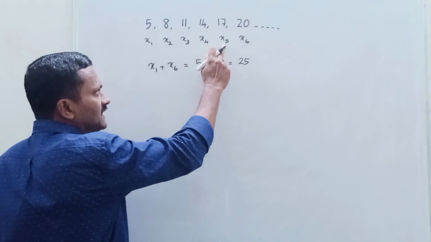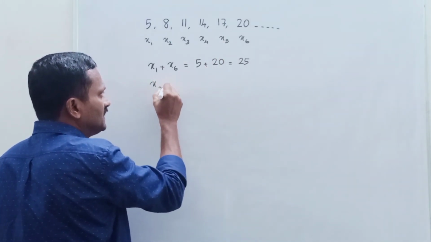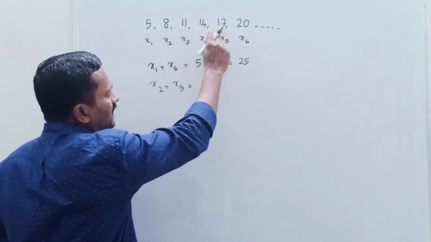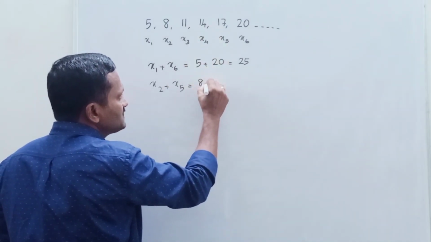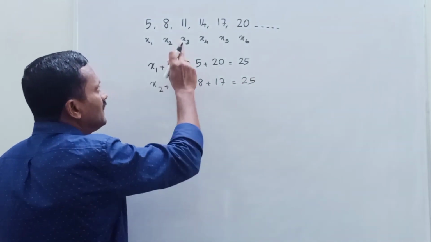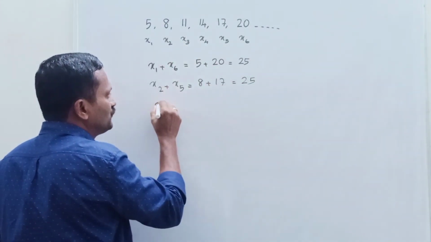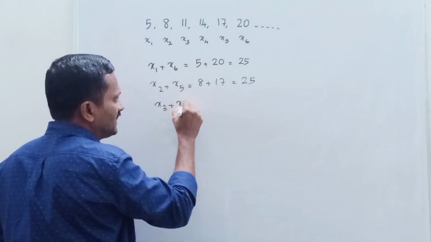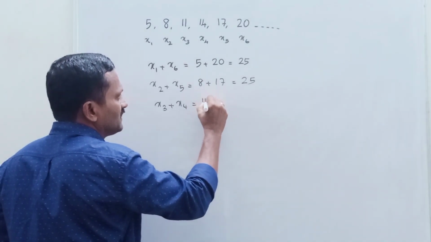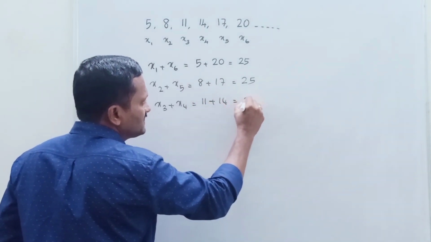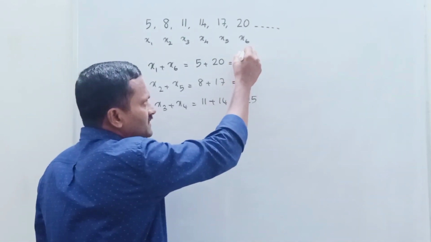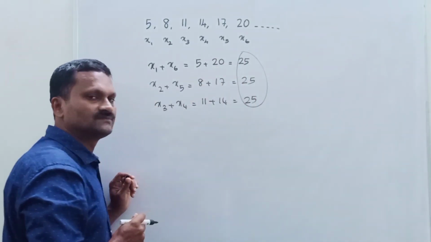Next, consider the second and fifth term, x2 plus x5. What is the sum of the second and fifth term? That is 8 plus 17 equal to 25. Next, take the third and fourth term, x3 and x4. What is the sum? 14 plus 11, that's again equal to 25. Now we notice that the sums are equal.